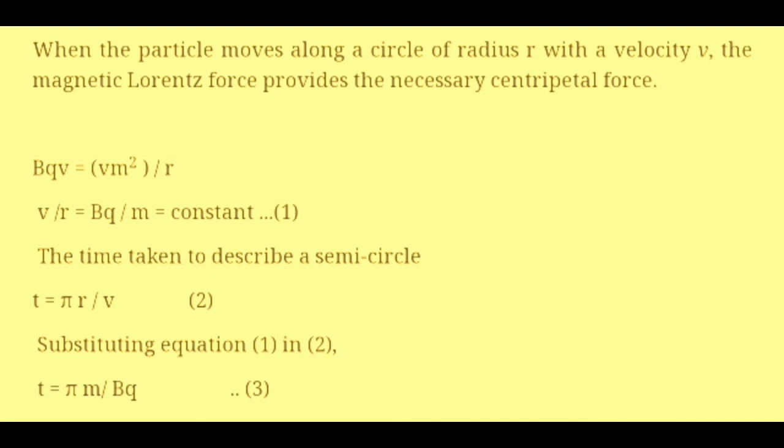Now we know the basic relation to find time, which is simply given by distance upon speed. Using that basic formula, we can find the time taken to describe a semicircle, which is equal to pi r by v, where pi r is the distance and v is the speed. Let's call this equation number 2. Now substituting the value from equation number 1 in equation number 2, we get T is equal to pi m by Bq. Let's call this equation number 3.